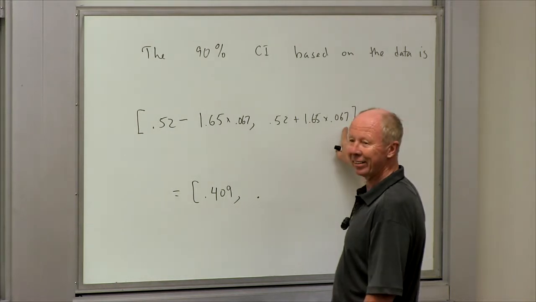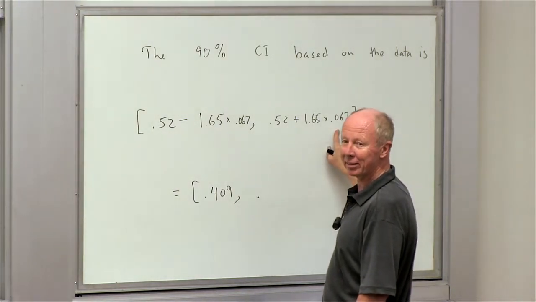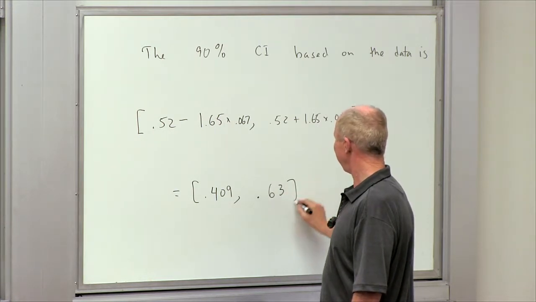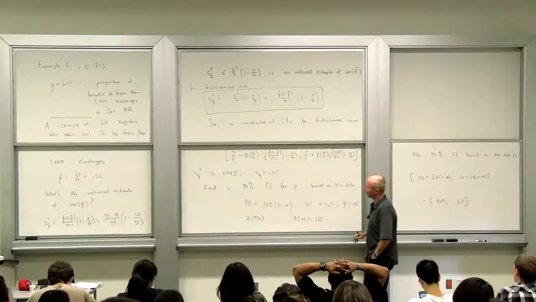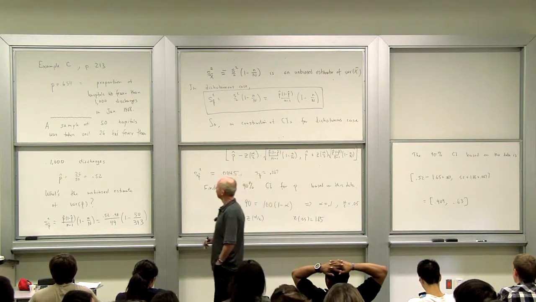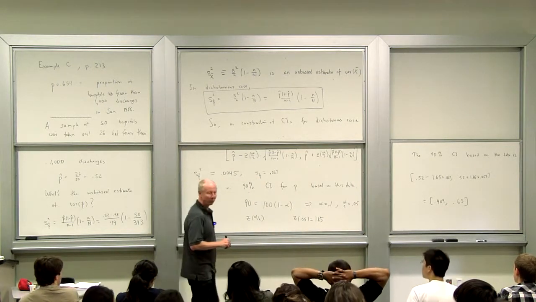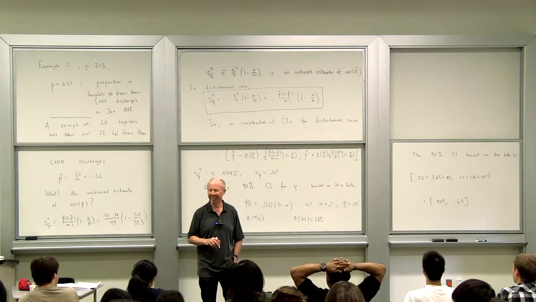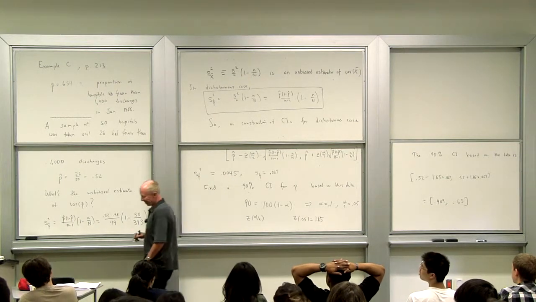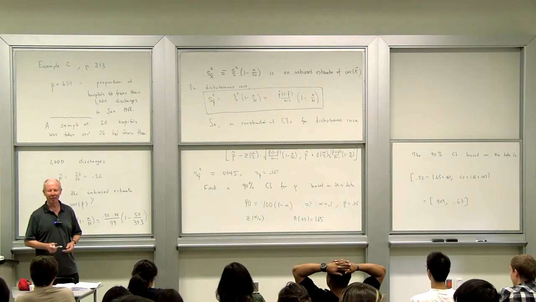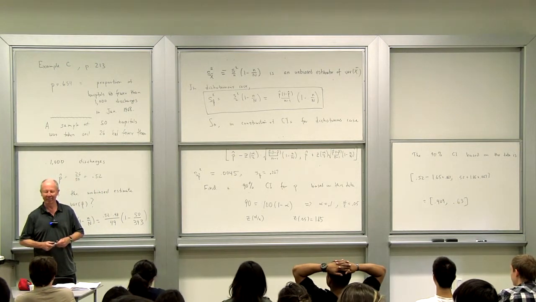Yes, sir. I think you missed a decimal place. 0.63. Yeah, I did. 0.63, okay. And the true value was 0.654. We missed. Well, that can happen. One time in 10.